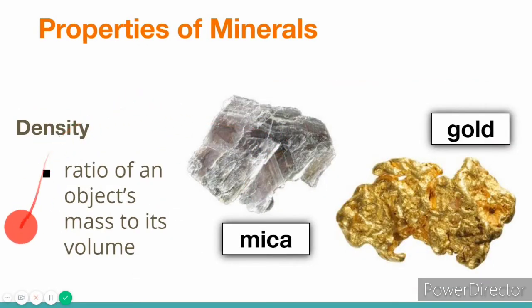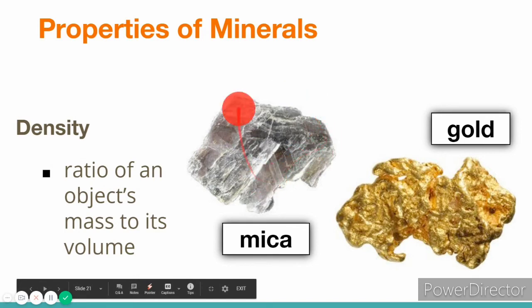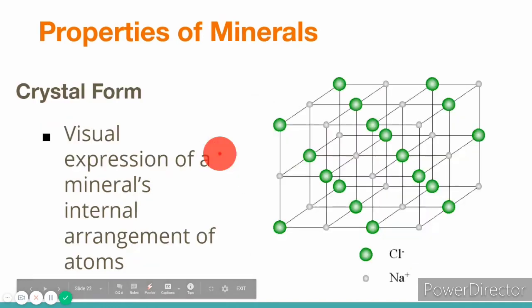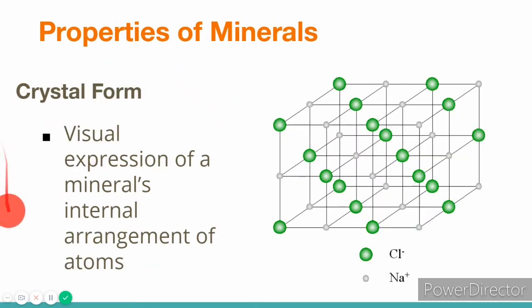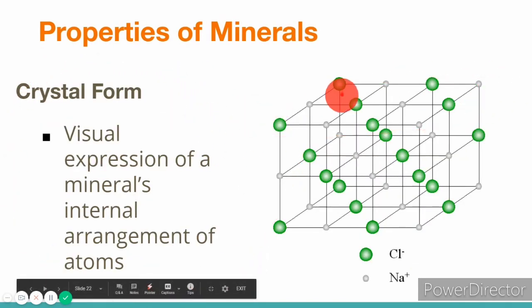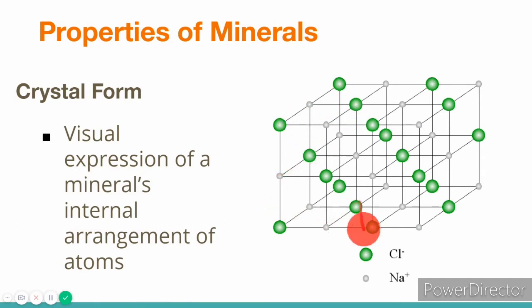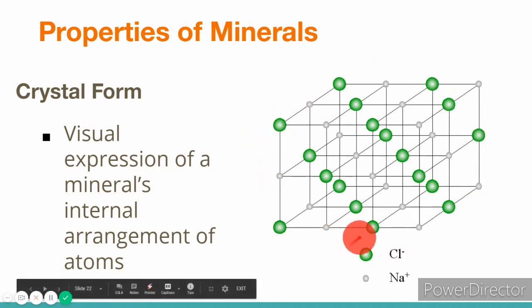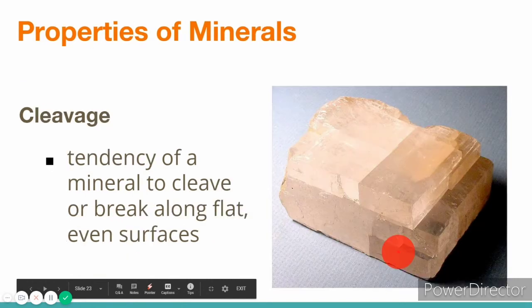Here we also talk about density, which is how much matter is compacted inside the volume of the mineral, its relationship of mass to volume. Aside from that, we also have the crystal form, which is how the atoms are arranged inside your minerals. Here we can see how sodium chloride is arranged. Sodium chloride is actually your halite. That is another mineral. We also have cleavage.